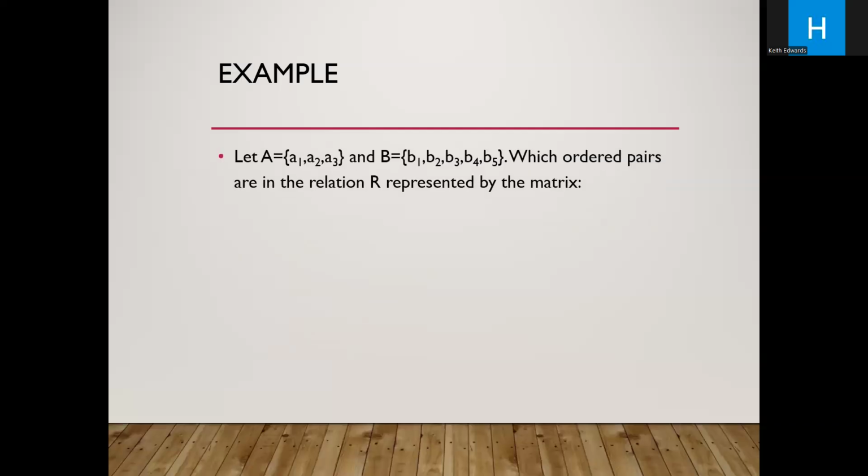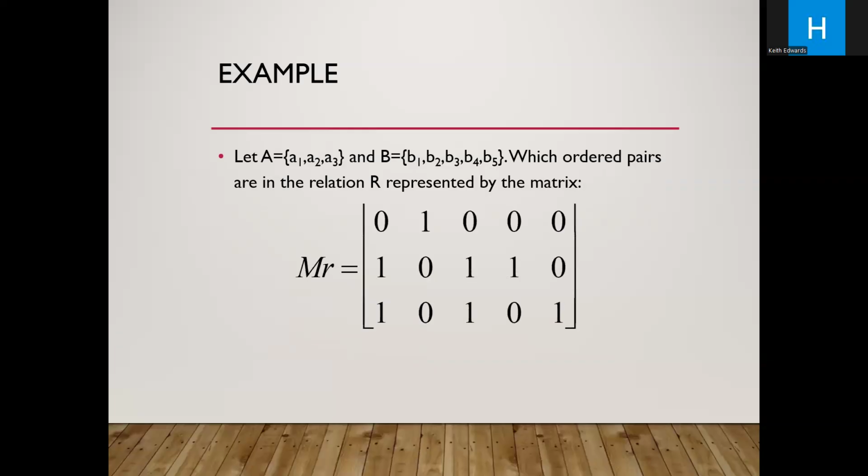So here we can let A be a1, a2, a3, and B is b1 through b5. Which of the ordered pairs are in the relation represented by the matrix M sub R here? And the answer to this is we definitely have (a1, b2), because that's the 1 in the first row here. In the second row, we would have (a2, b1), (a2, b3), (a2, b4). And in the last row, we would have (a3, b1), (a3, b3), and (a3, b4). That's what the answer here comes out to.